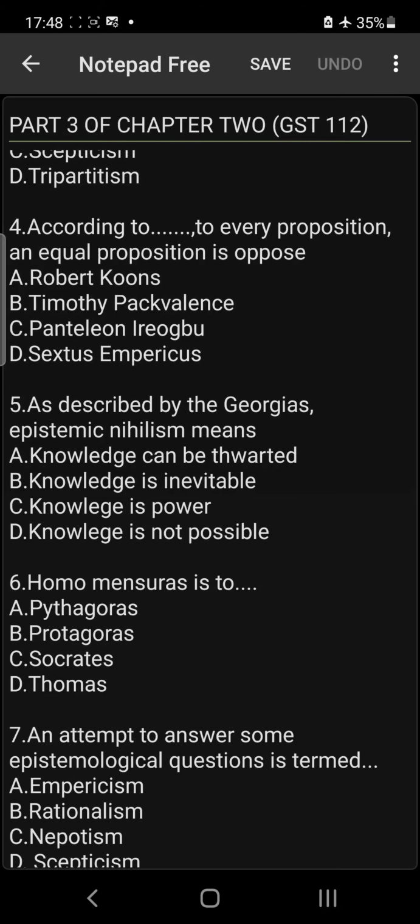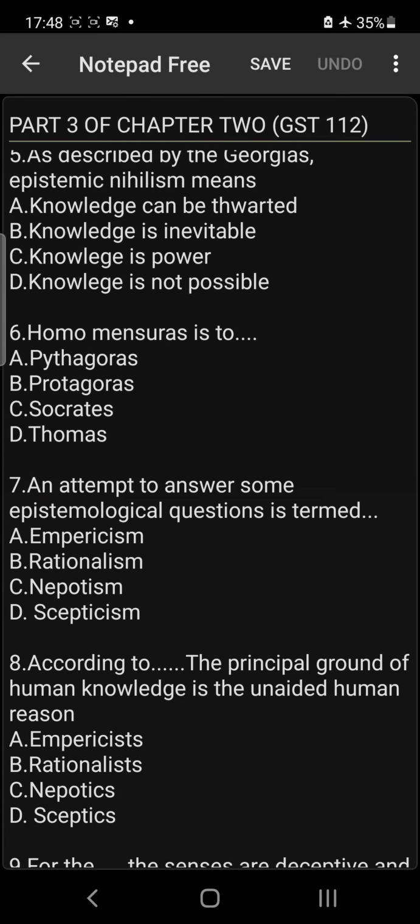Take note of that. Number 6, Homo mensura is to dash. Is it Pythagoras, Protagoras, Socrates, or Thomas? Homo mensura is to Protagoras. Please, not Pythagoras. You know, in chapter 1, Pythagoras was actually discussed to be the one that postulated the theory of transmigration. He is also the one that stated the Pythagorean theorem in mathematics.